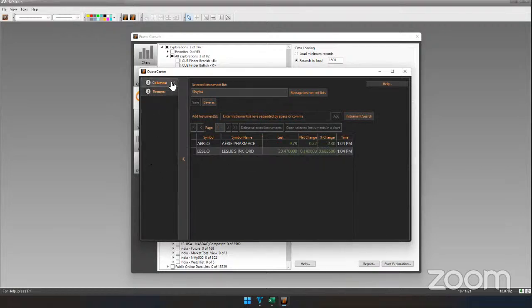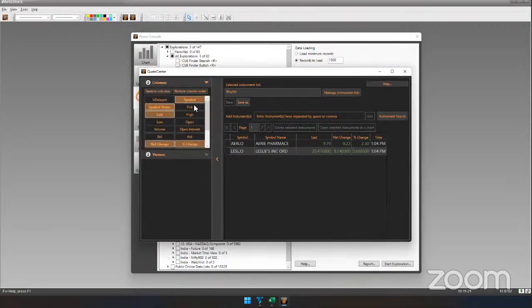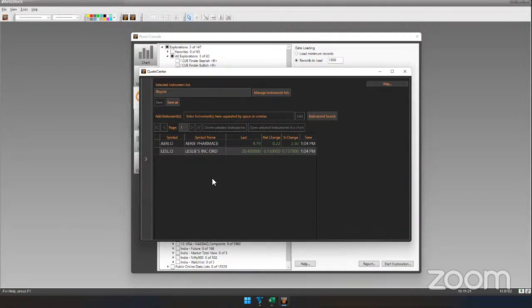Other columns you may add from the columns field. So I don't use it for the USA market, but for global markets like India, Singapore, where I trade sometimes, if I have a list of stocks I'm interested in, I may keep this Quote Center open to see how they are moving. Now let's look at their fundamentals to complete the workflow, AERI and LESL.